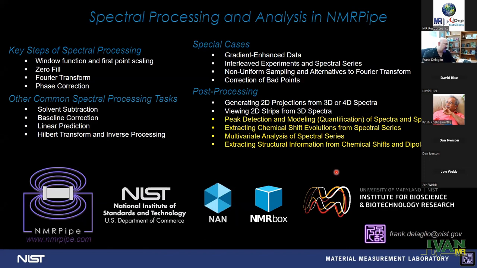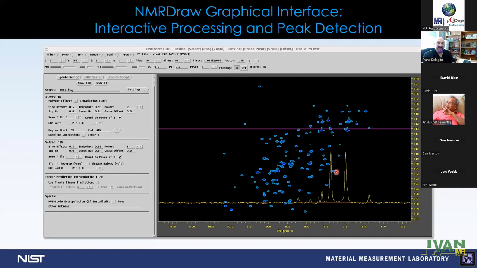The main graphical interface of the software is called NMR Draw. And we saw last time how we can use this interface to build and execute processing schemes interactively. This same interface can also be used to perform peak detection and to edit peak tables, and we're going to learn about that today.